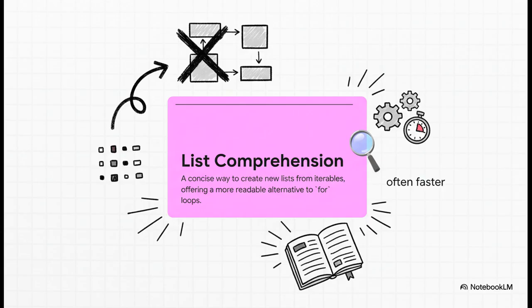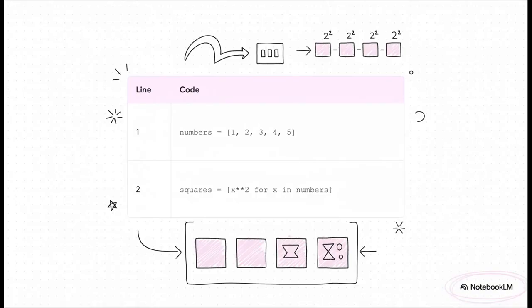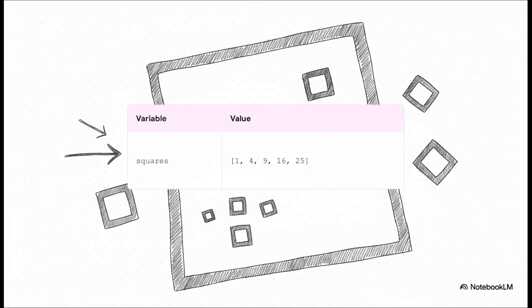It's compact, it's readable, and a lot of the time, it's actually faster. Let's see it in action. Line 1, we've got a simple list of numbers. Then, on line 2, we create a new list called squares. Just look at that syntax, x squared for x in numbers. It reads almost like plain English. I want x squared for every x that's in my numbers list. And just like that, squares now holds the square of every number from our original list.